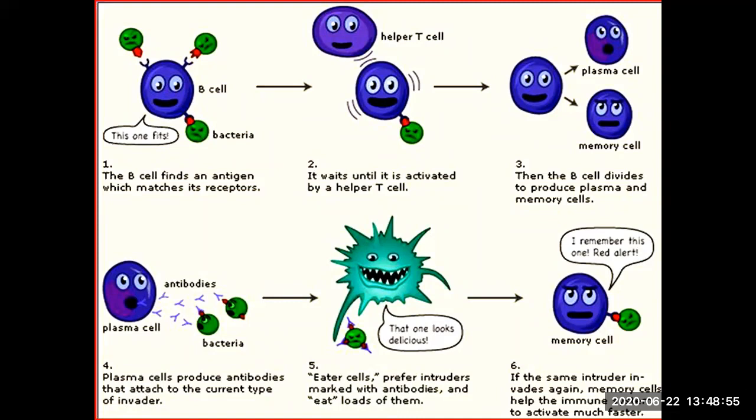Then number 5, eater cells prefer intruders marked with antibodies and eat loads of them. Neutrophils are what we are talking about. If the same intruder invades again, the memory cells will remember that and we activate much faster. That's what we call natural active acquired immunity.